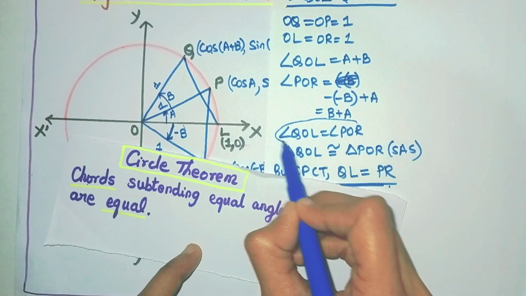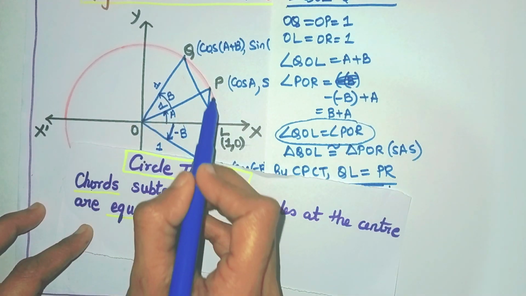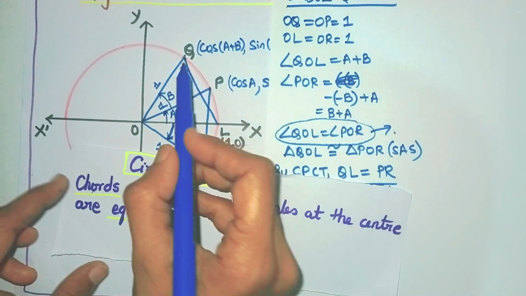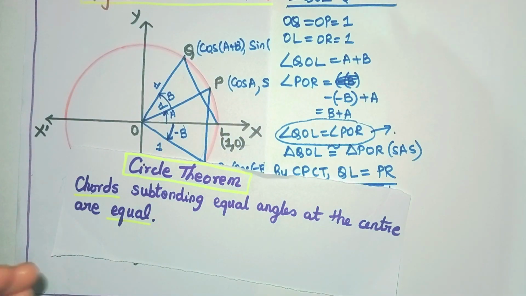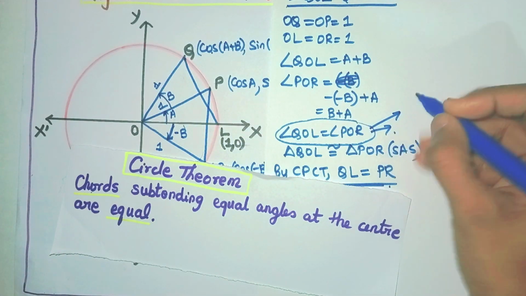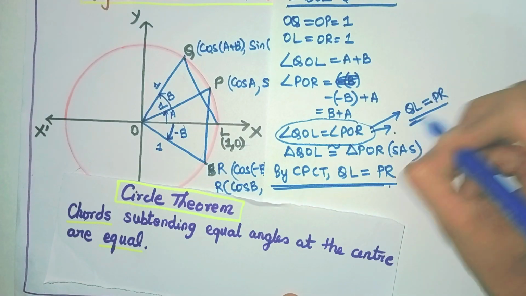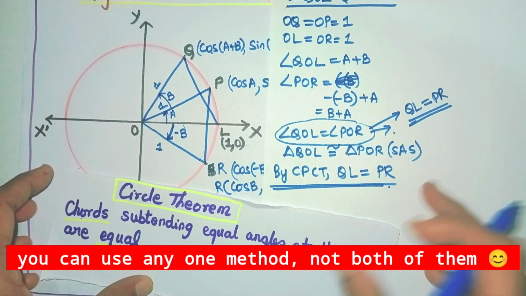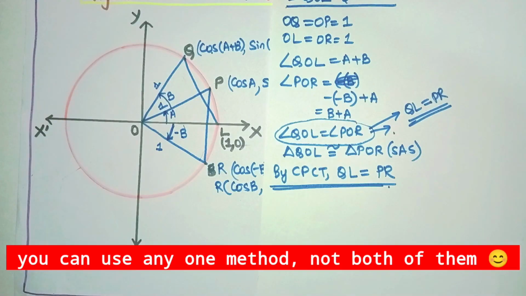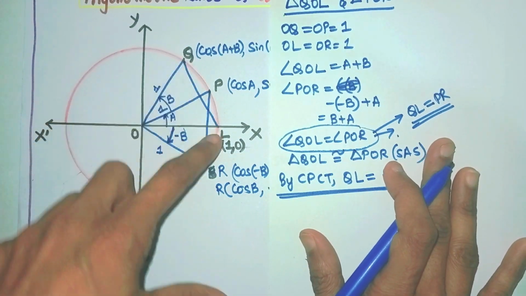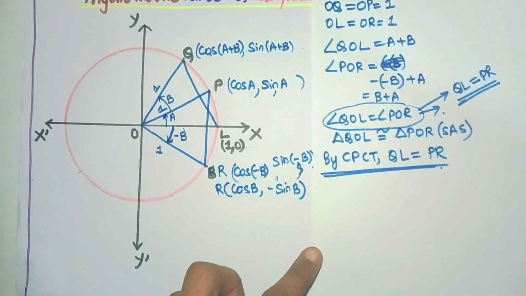So again, I can say that angle QOL is equal to angle POR. So the chords which are subtending these angles will also be equal. So by circle theorem, I can again say the same thing. So by both the methods, we have shown that QL is equal to PR. Now, what is QL, friends? We know their coordinates. So let's find the distance formula.